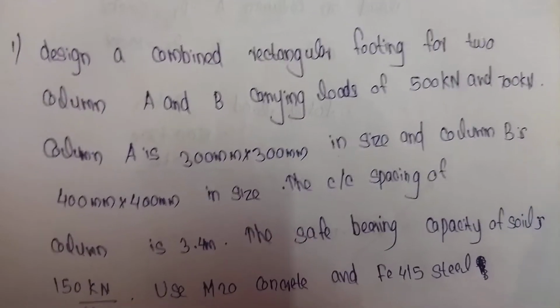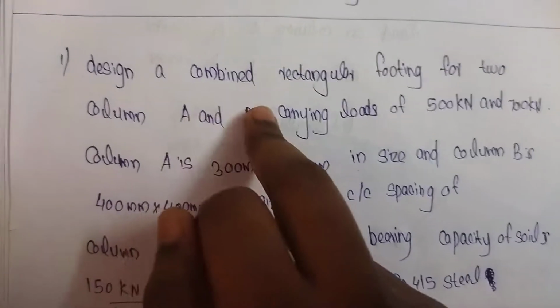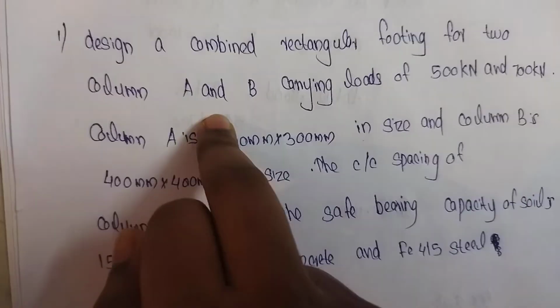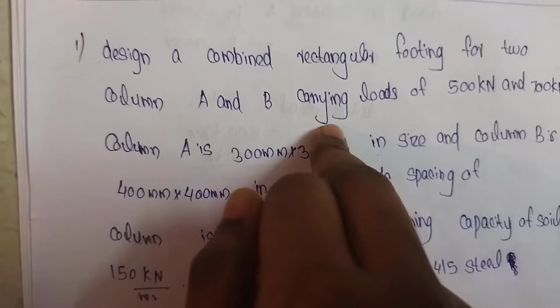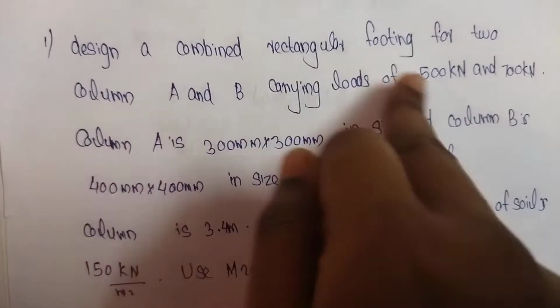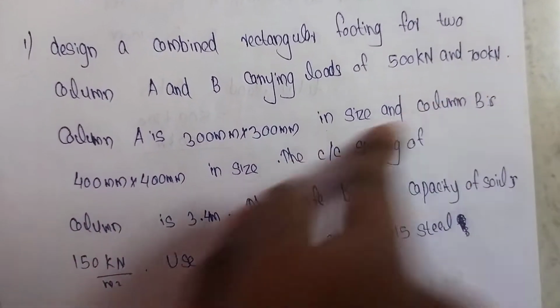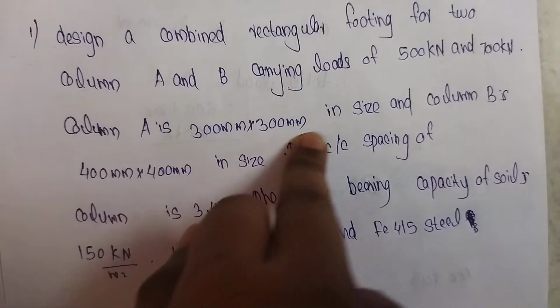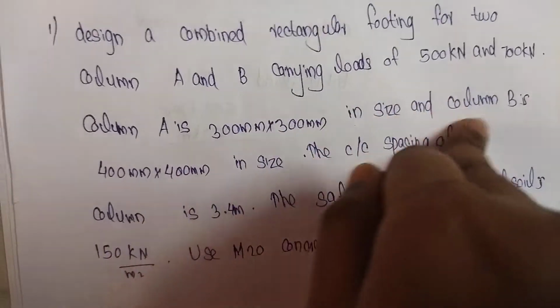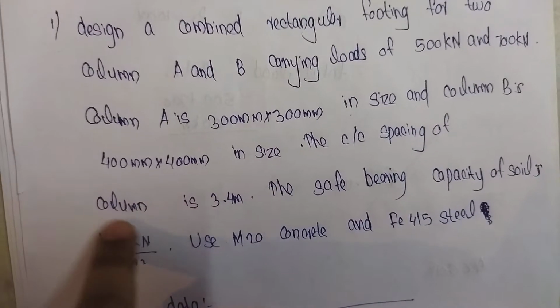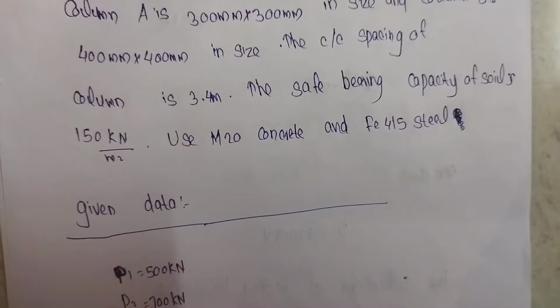So what is a combined footing? A combined footing means a footing which supports two columns. So here one column is column A and the next one is column B. The first column carries a load of 500 kilonewton, the second column 700 kilonewton, and the sizes of the columns are as given. Then the center to center spacing of the columns is 3.4 meter.